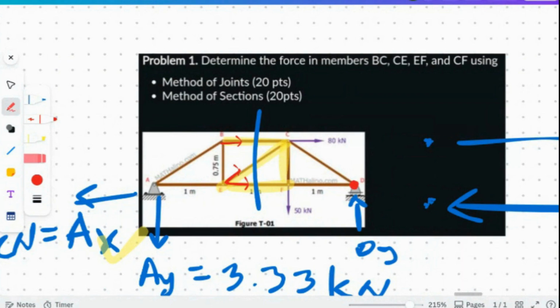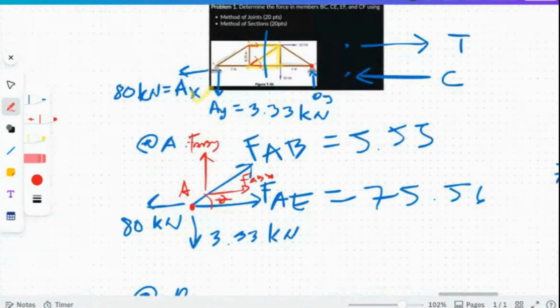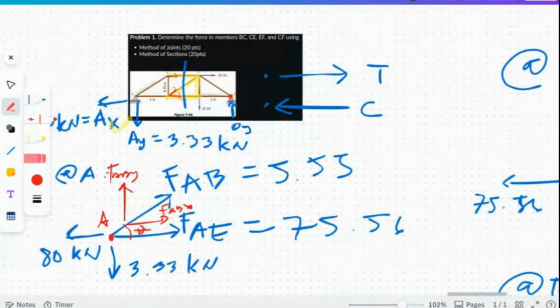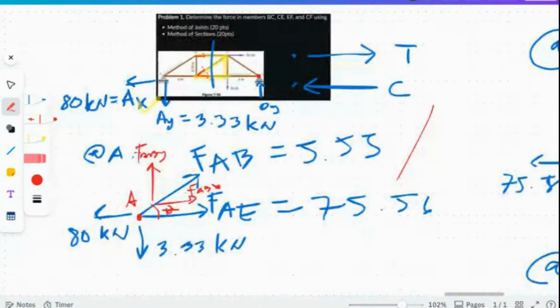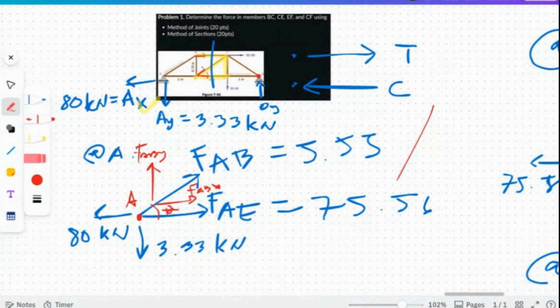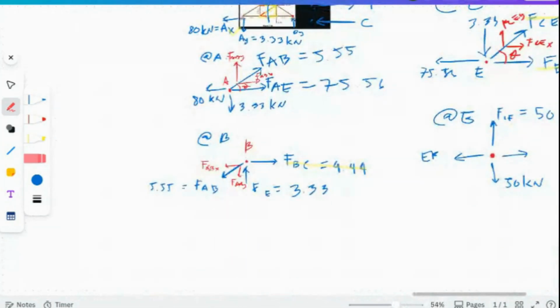So that's for method of sections. We'll try to do that. Let's try to draw those sections.